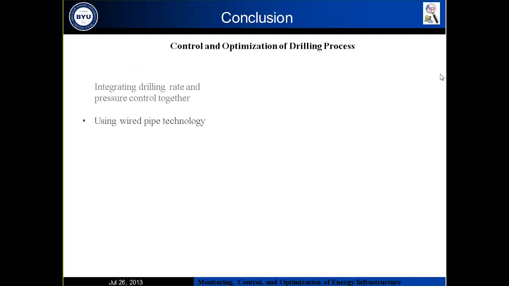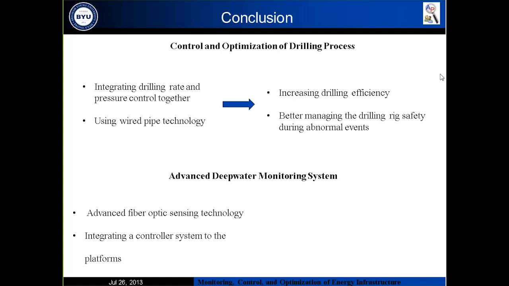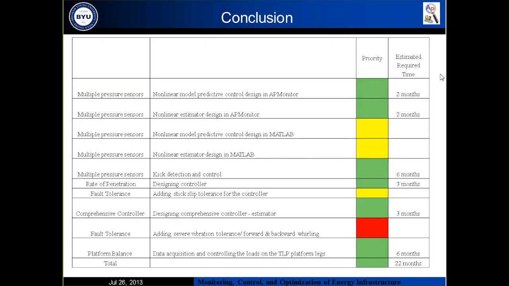So for my conclusion, for the first part, if I can conclude briefly, we say that by integrating the drilling rate and pressure control together along with using wired pipe technology, we will be able to increase drilling efficiency, and also better manage drilling rate safety during abnormal events. For advanced deep water monitoring systems, using advanced fiber optic sensing technology along with integrating a controller system to the platforms, we will be able to ensure platform stability on a dynamic basis. Because right now, the balance of the platform is completely manual.